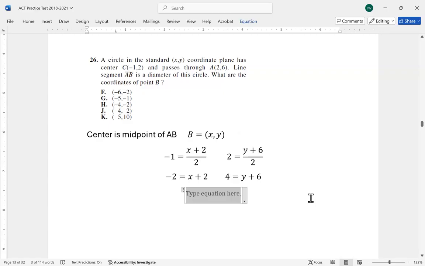In the first equation, subtract 2 from both sides, we get x is equal to -4. In the second equation, I'd subtract 6 from both sides, and that would give me the y value is equal to -2. So the xy coordinates for point B are (-4, -2). And therefore option H is the correct answer to question 26.